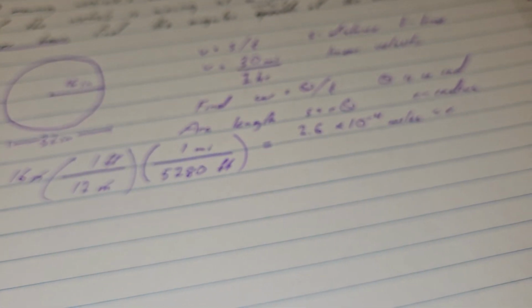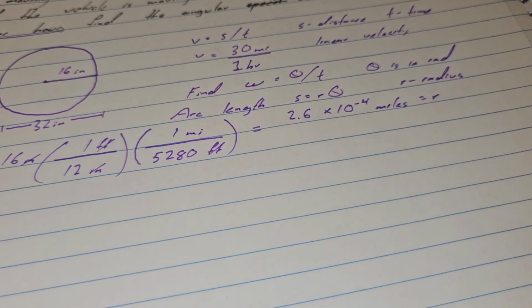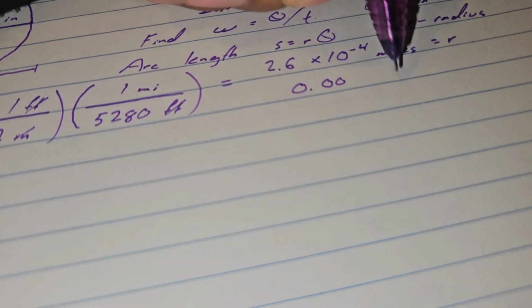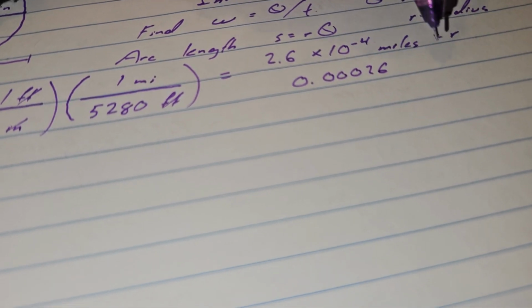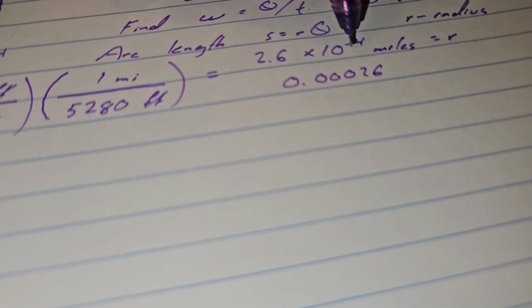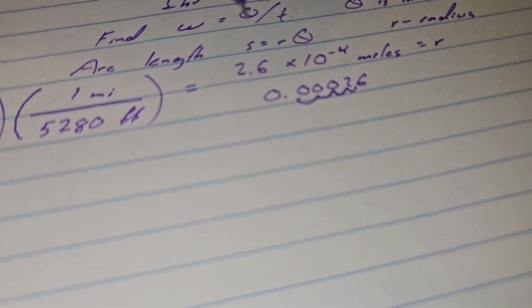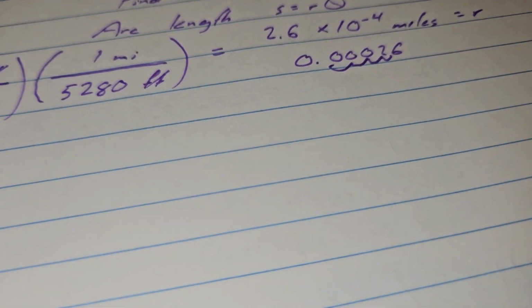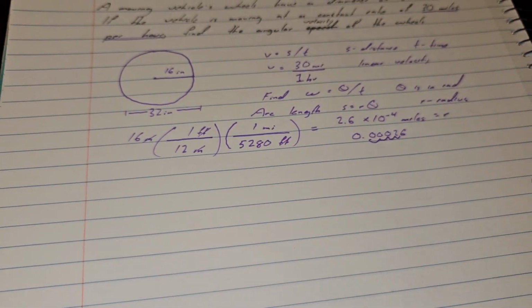This is scientific notation, by the way. If you don't want it in scientific notation, you can write it as 0.00026, because that's a negative 4. 1, 2, 3, 4. Yeah. So if you don't want it like this in scientific notation, that's okay. You can write it like this, but I prefer scientific notation. So let's go ahead and continue.